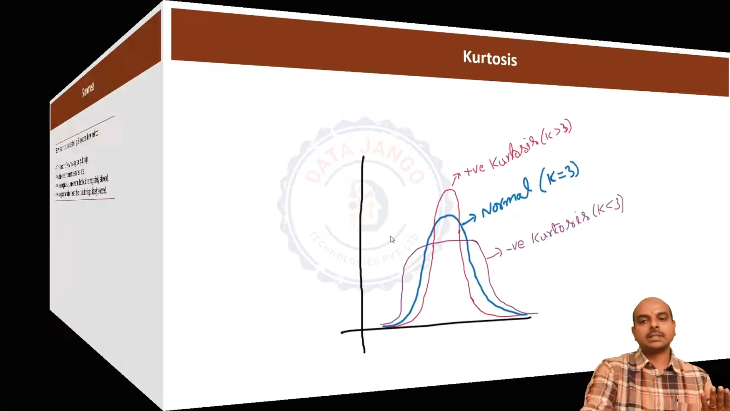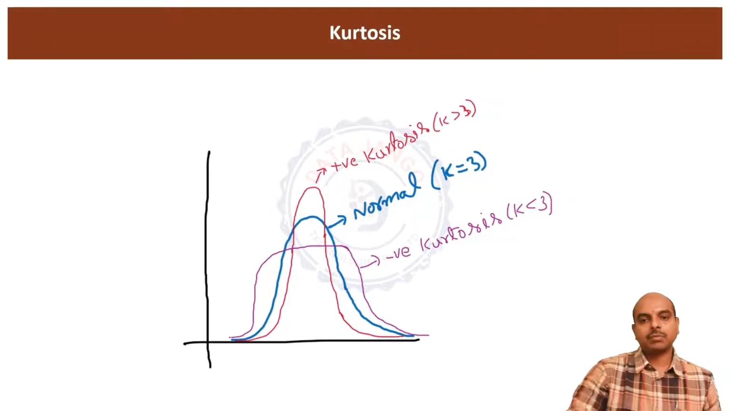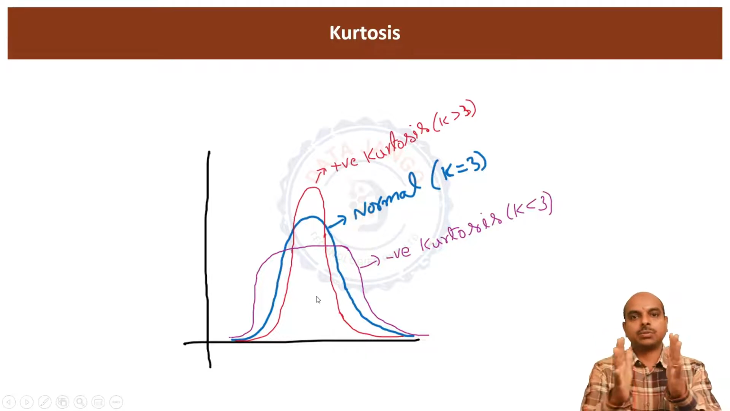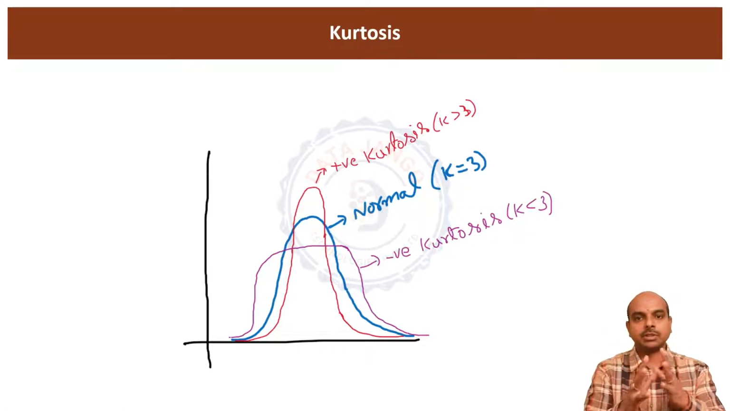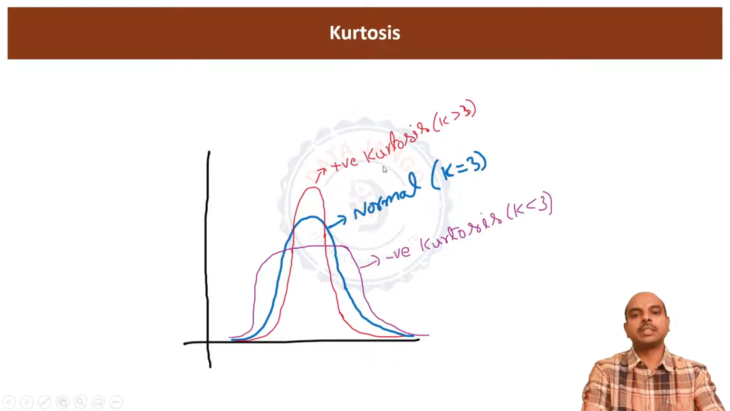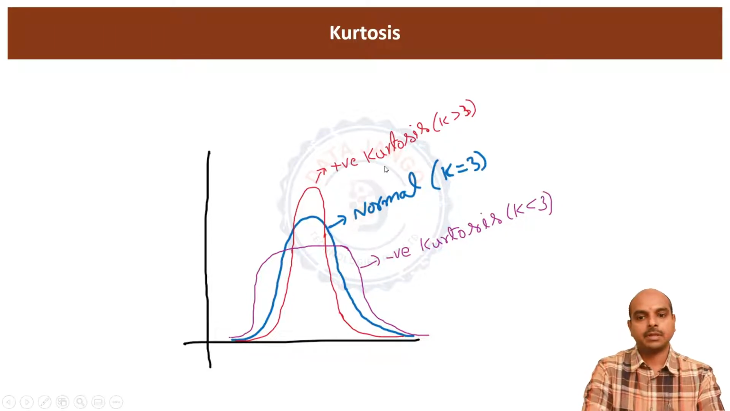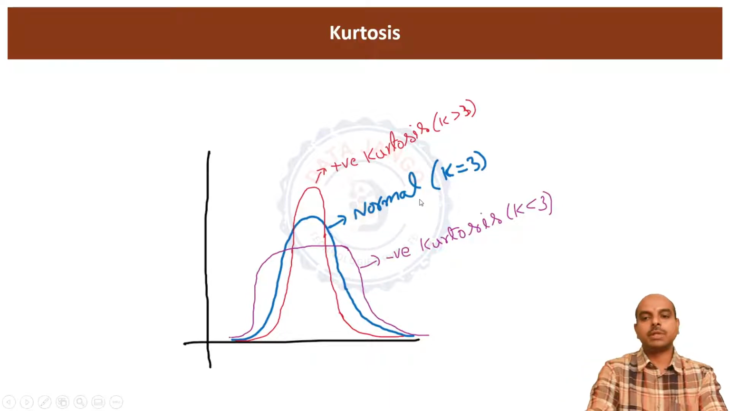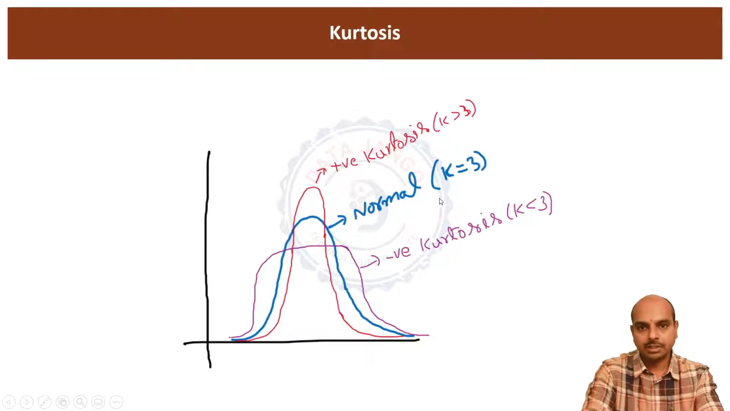So let us try to understand what is kurtosis. When the data's distribution is very close to the mean, like in the red curve, then we call it positive kurtosis. And if the data is too far from the mean, then we call it negative kurtosis. There are two kinds of measures for calculating kurtosis. One is Fisher's way and another is Pearson's way.